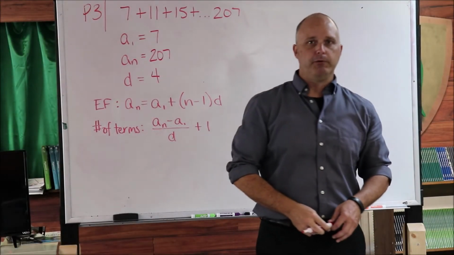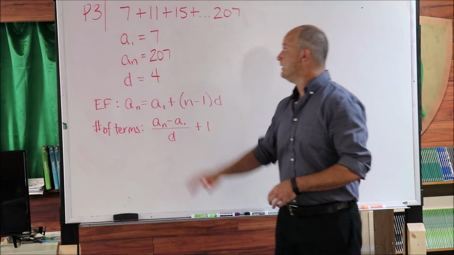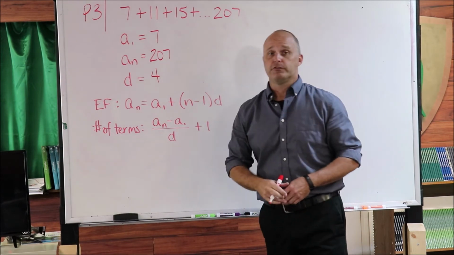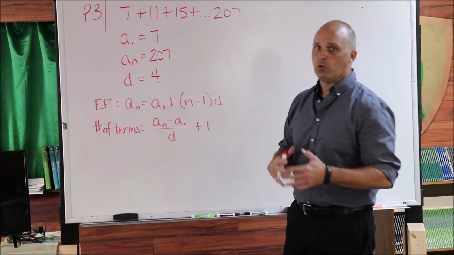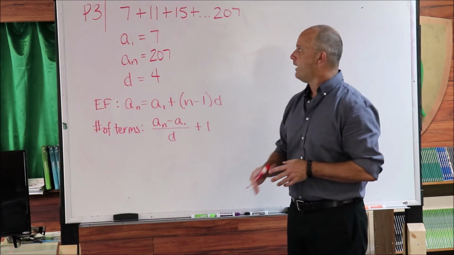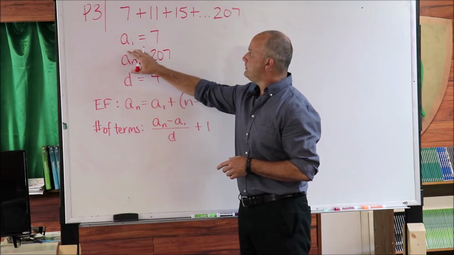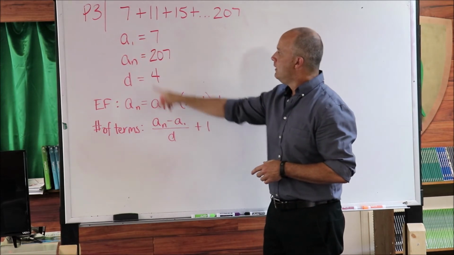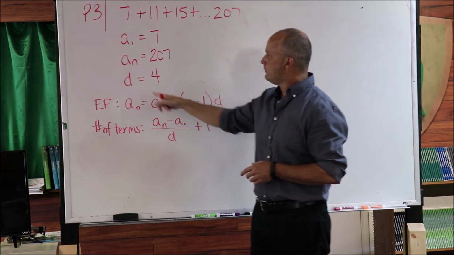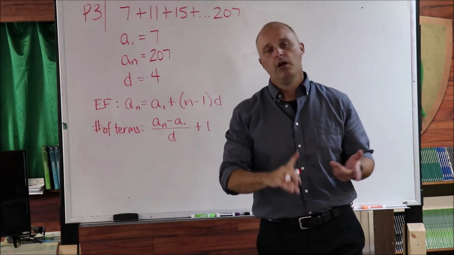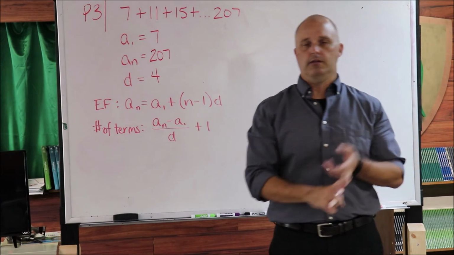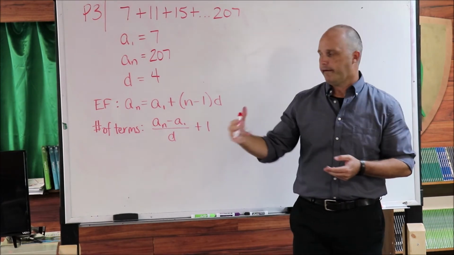In problem number 3, we want to write the limit for the series that begins with 7 and ends with 207. Before we can write that limit, we've got to establish some of these terms that we've got. So our a sub 1 is equal to 7, our a sub n is equal to 207, and our d is equal to 4. Our common difference is 4 because 7 plus 4 is 11, 11 plus 4 is 15, and on and on and on.